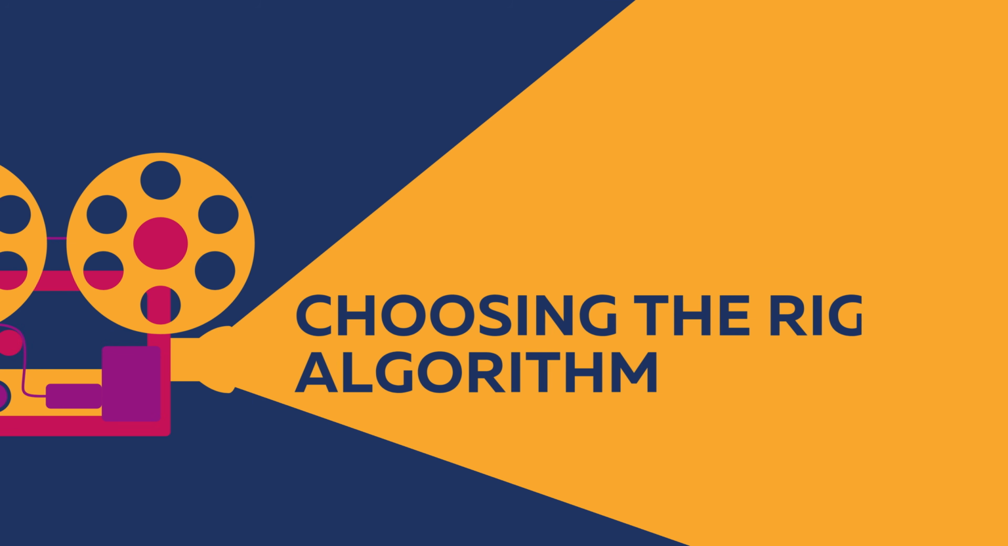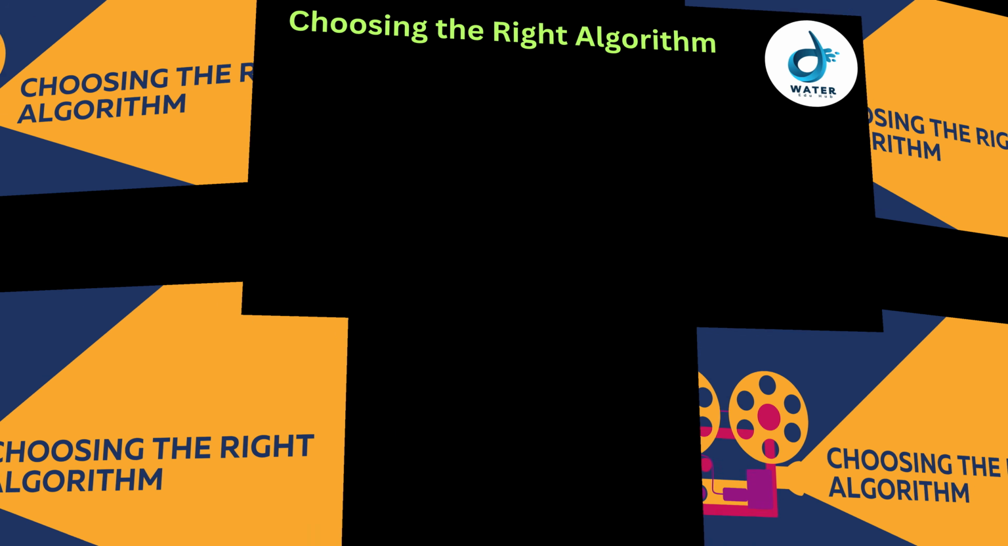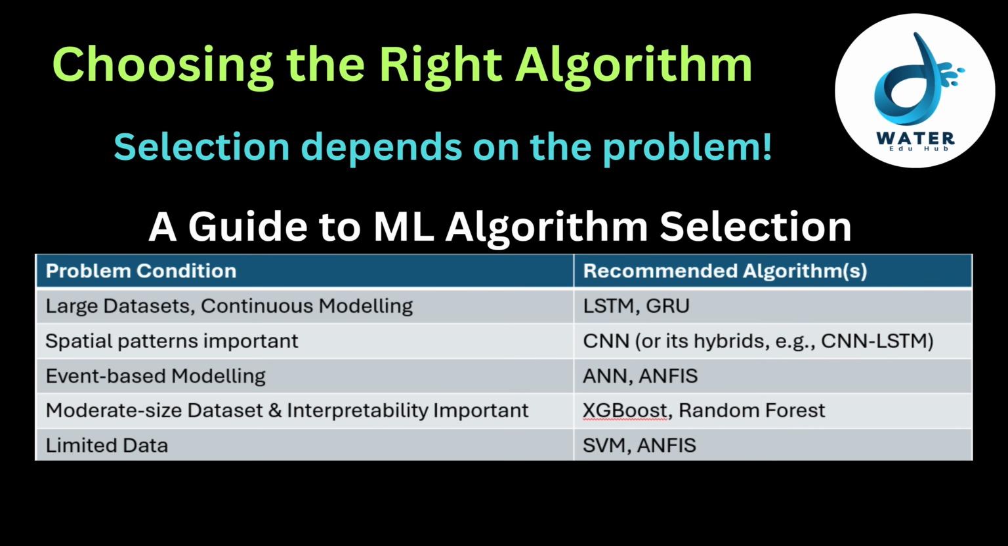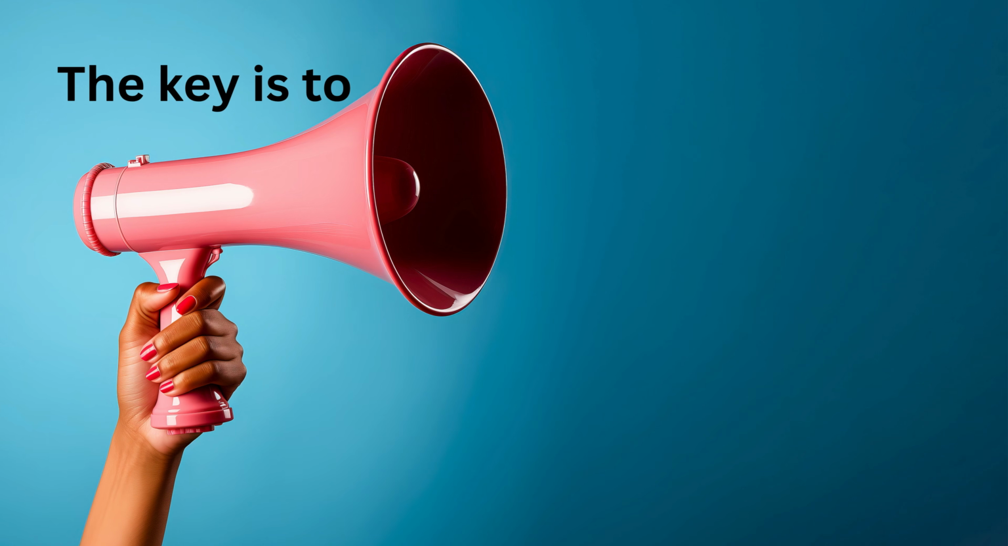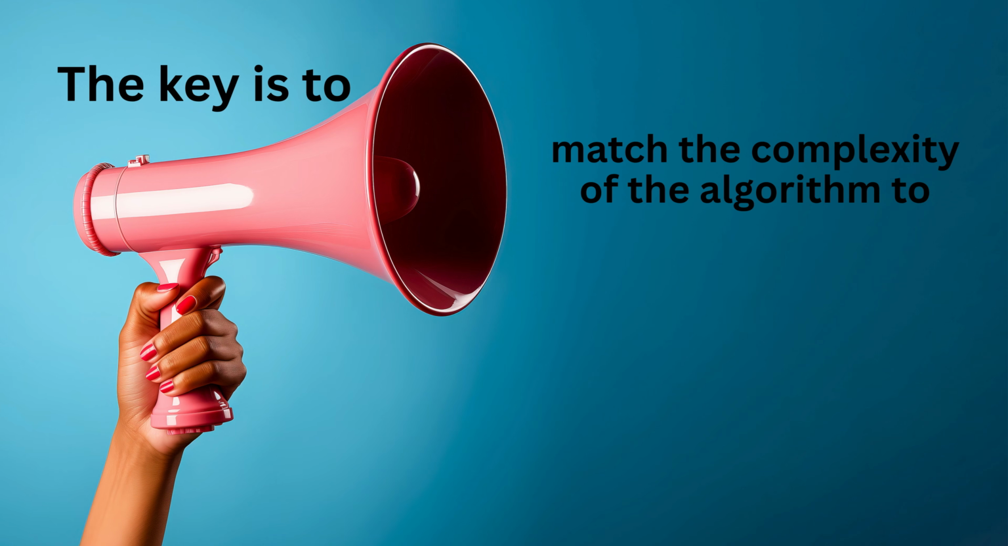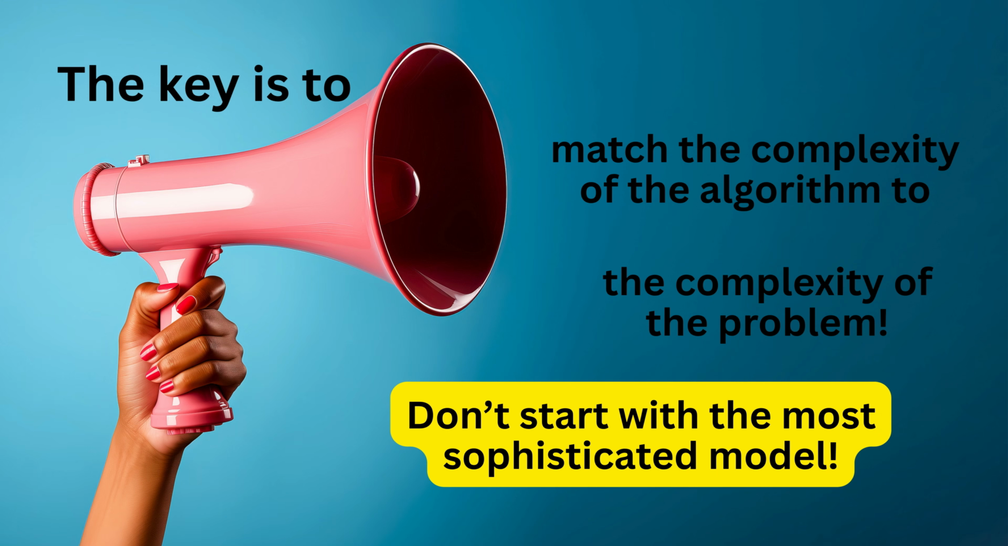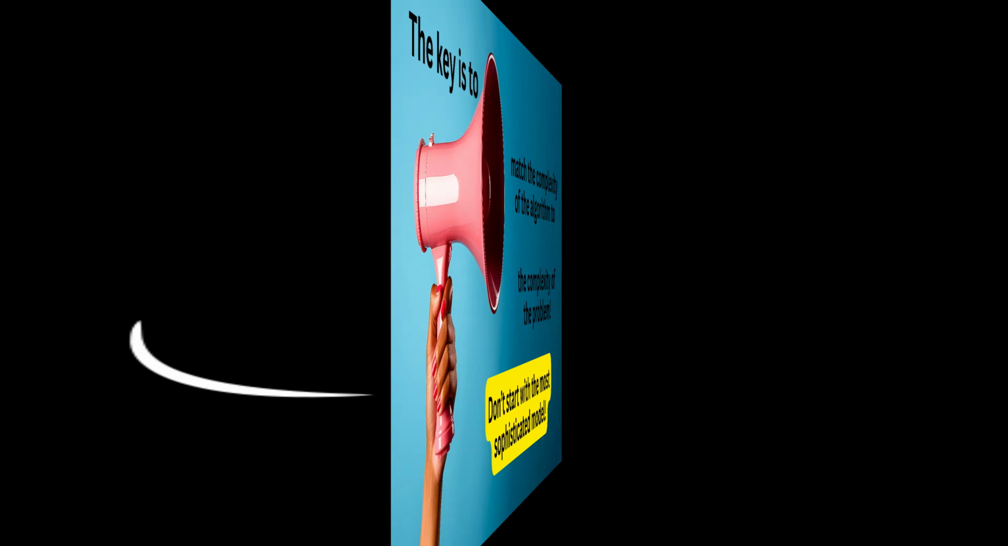A common question is, which algorithm should I use? The answer depends on the problem. You can refer to the following table for algorithm selection. The key is to match the complexity of the algorithm to the complexity of the problem, rather than automatically selecting the most sophisticated model available.